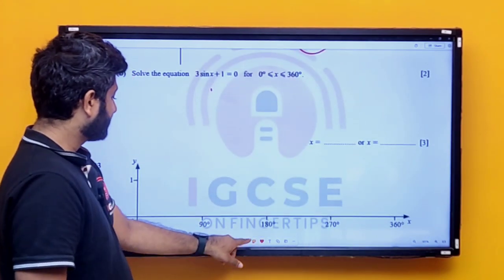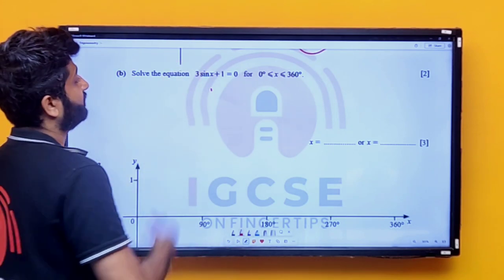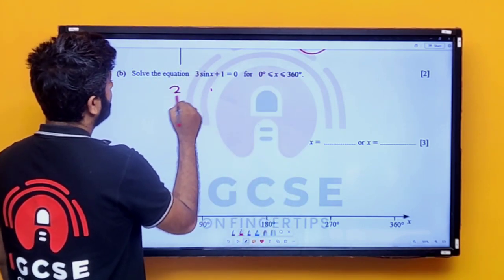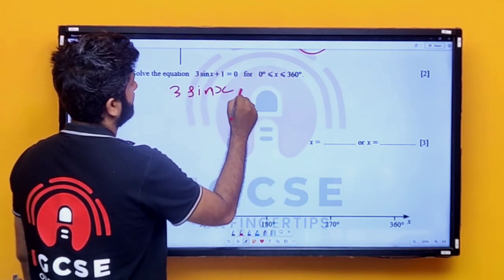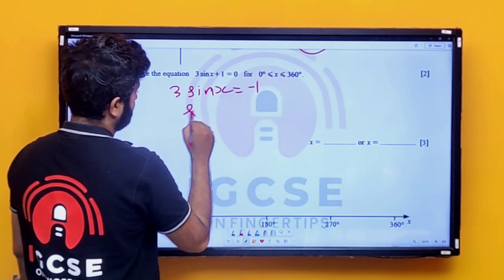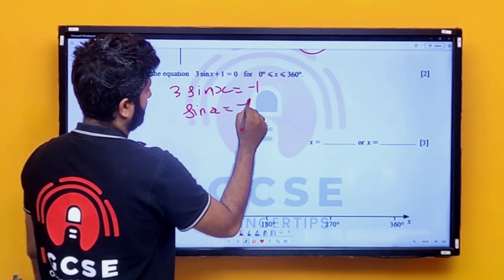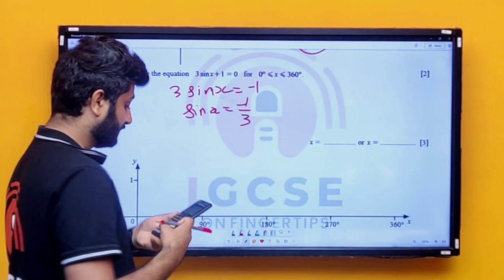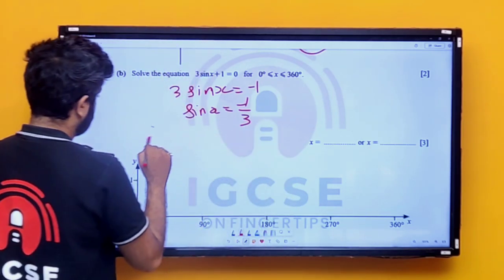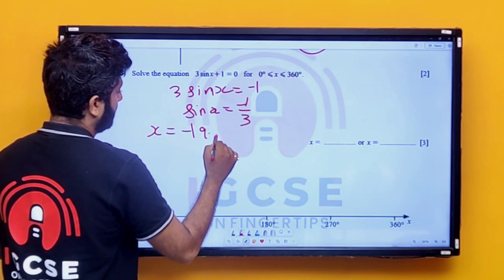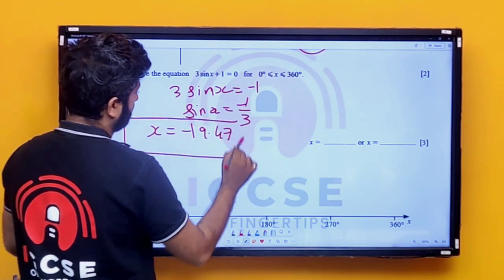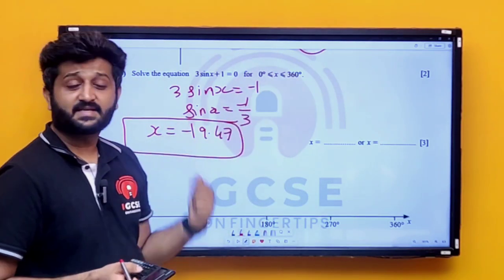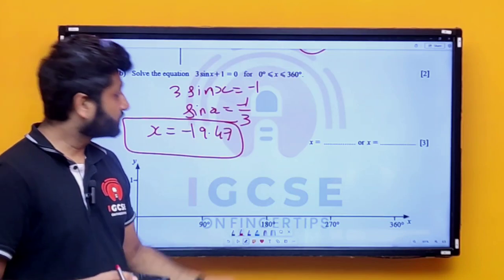Next is solve the equation 3 sin x plus 1 equals to 0 for x lying between 0 and 360. So now, rearranging this equation, I can write 3 sin x equals to negative 1, sin x equals to negative 1 by 3. So sin x is negative 1 by 3. That is, my answer is 19.47, right? But guys, the answer should be between 0 and 360, but this is negative.